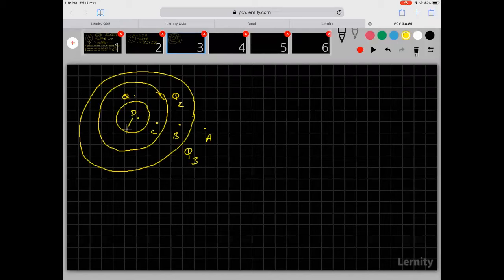This has a radius A. This has a radius B. This has a radius C. So my question to you is, what is the potential at A, B, C, and D? What is the potential at A, B, C, and D?